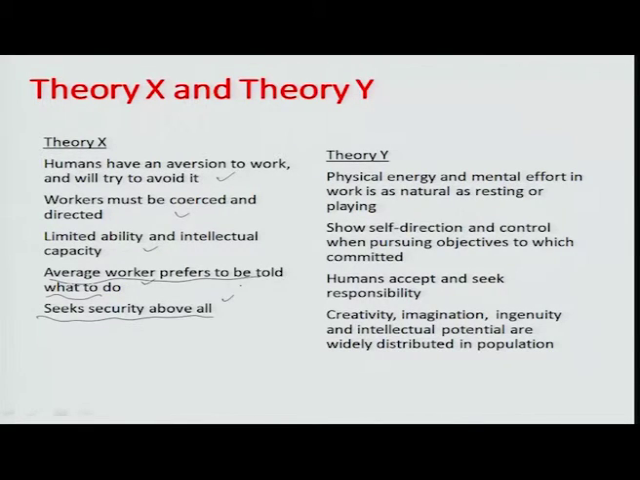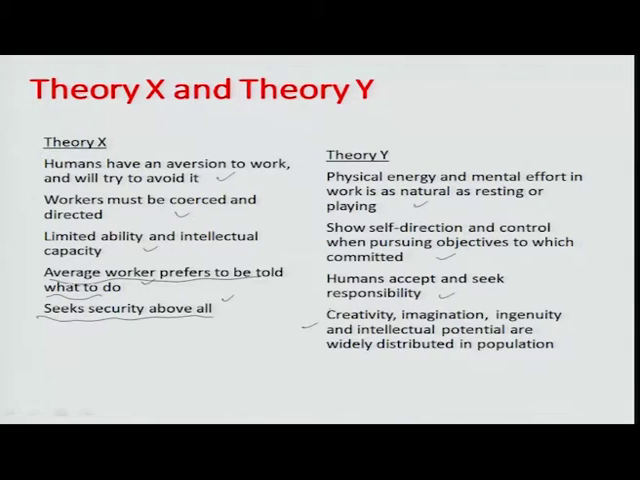Theory Y basically thinks of physical energy and mental effort in work as natural as resting or playing, which enables motivation from within for delivery of the work objectives. It shows self direction and control when pursuing objectives to which commitments have been made. It accepts and seeks a degree of responsibility within each human factor involved in such a work system. It generally talks about creativity, imagination, ingenuity, and intellectual potential as a widely distributed set of traits among the population, the human factors involved in a work system. And so the approaches to think about a work system are completely varied between theory X and theory Y in such motivational studies associated with organizations.